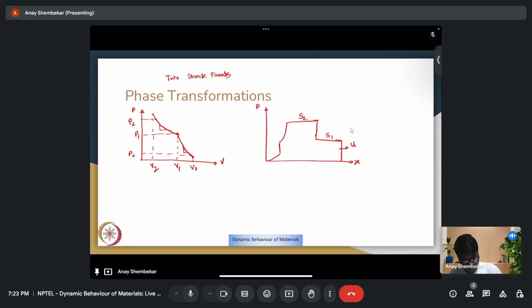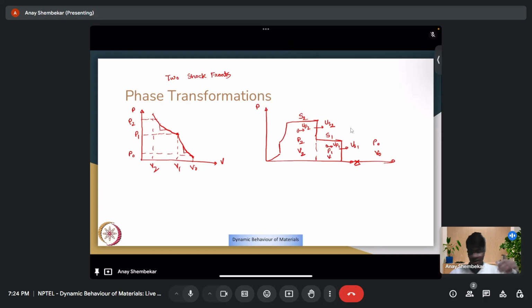This shock front will move with velocity US1. Here you have P0, V0 as the pressure and volume. This shock front will move with velocity US2. The particle velocity is UP2, pressure and volume are P2, V2. Here particle velocity is UP1 and pressure and volume are P1, V1. So with that discontinuity coming up in phase transformation, you can have two shock fronts, and now the question arises whether such a two shock front system is indeed stable or not.